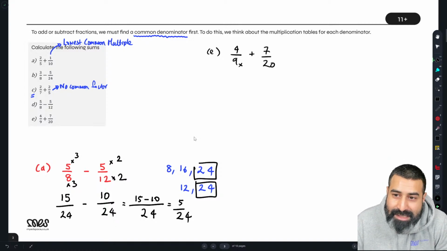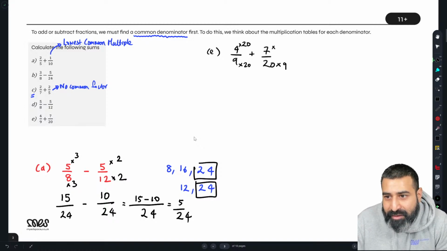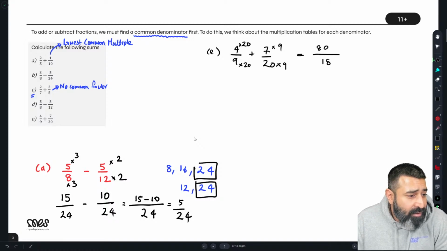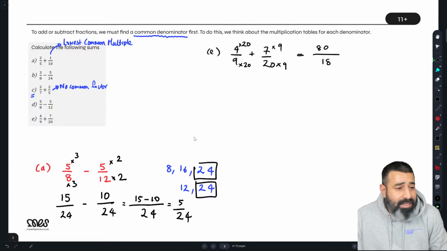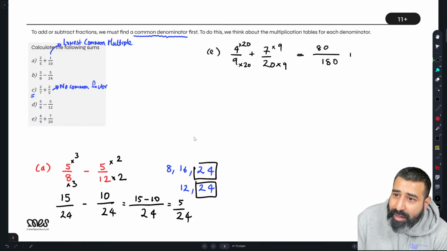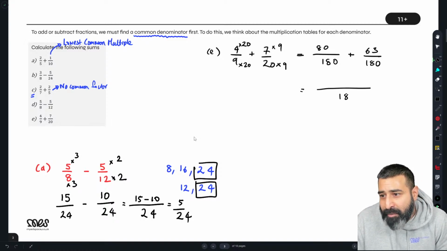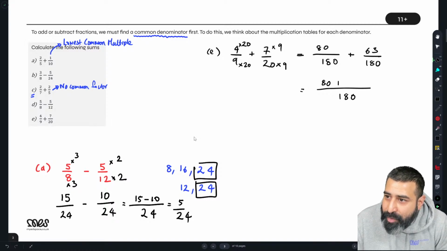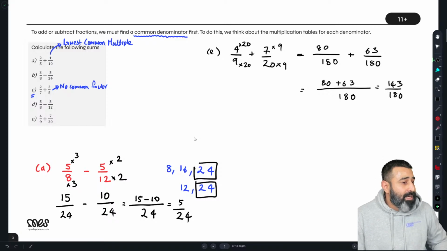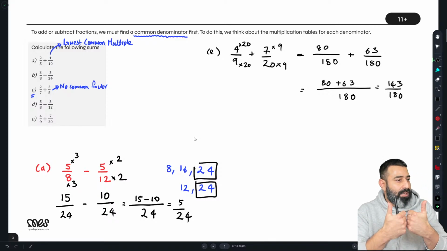So I can multiply this 9 by 20 and this 20 by 9. And whatever I do to the bottom, I do to the top. So that means this becomes 80 over 180 plus 63 over 180. And there you go. Now I can just add these up. And that becomes something over 180. So 80 plus 63 is equal to 143 over 180. And there you go. Lovely jubbly.